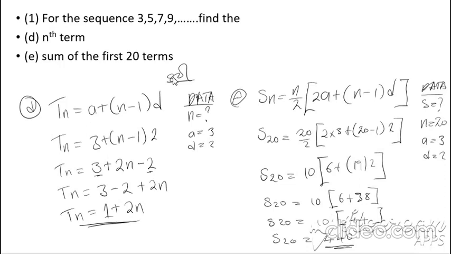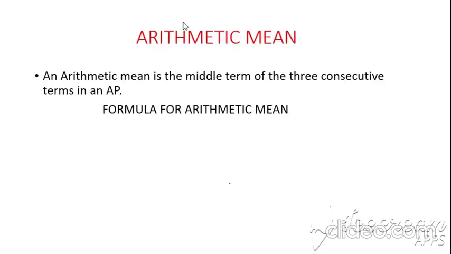Very simple. Okay, now let's do this interesting part called the arithmetic mean. So what is an arithmetic mean? An arithmetic mean is simply the middle term of the 3 consecutive terms in an AP. So just by the word mean, it means the middle number. Now arithmetic mean is just the middle term of the 3 consecutive terms in an AP, or an arithmetic progression.